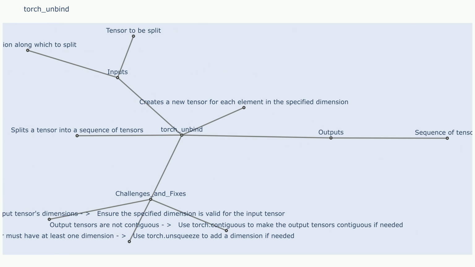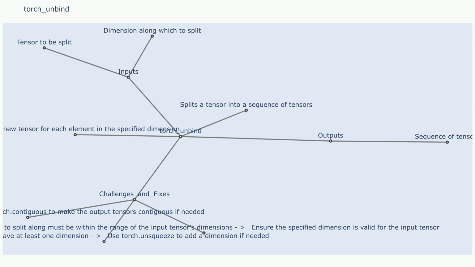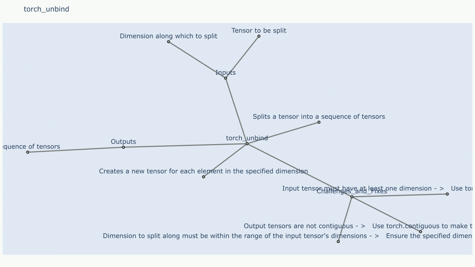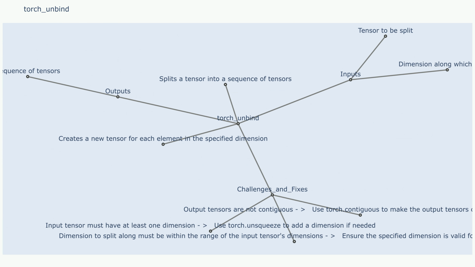Outputs. Output 1, a sequence of tensors, each representing a slice of the input tensor along the specified dimension. The number of tensors in the sequence is equal to the size of the input tensor along the specified dimension. Steps. Step 1, identify the dimension along which to split the tensor. If not specified, the default is the first dimension, dim 0. Step 2, extract slices of the input tensor along the chosen dimension. Each slice becomes a separate tensor in the output sequence.